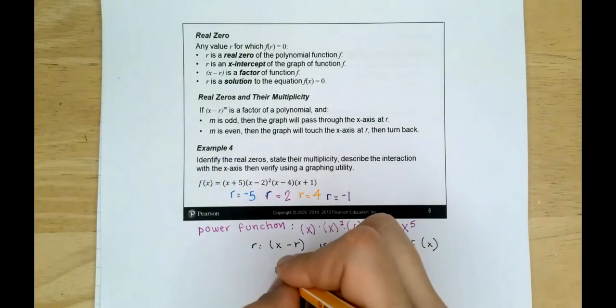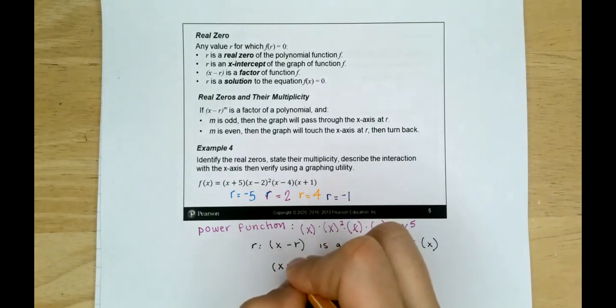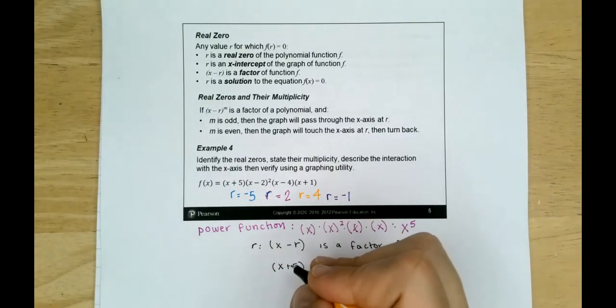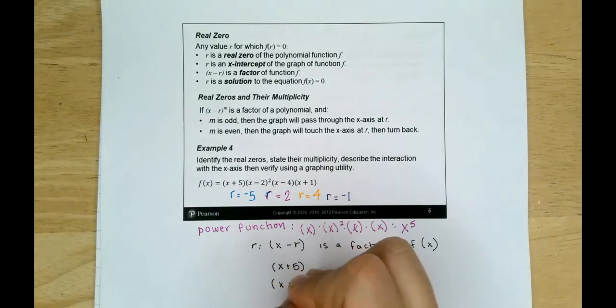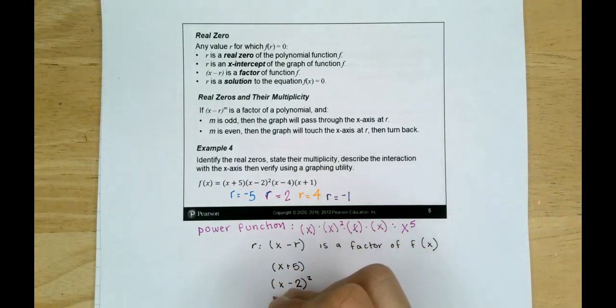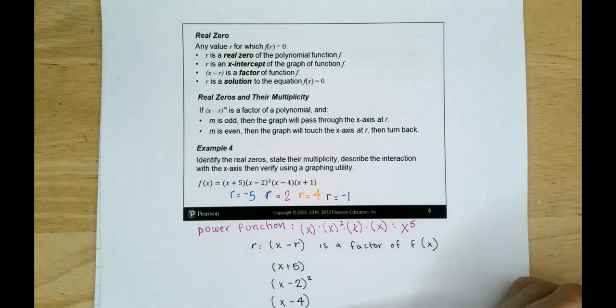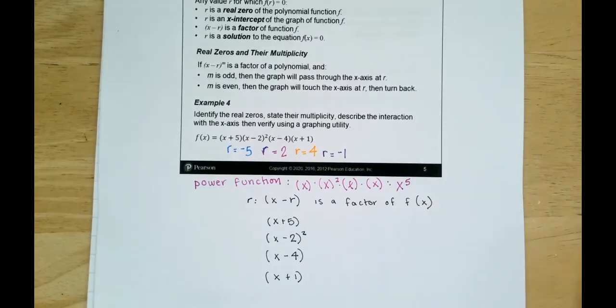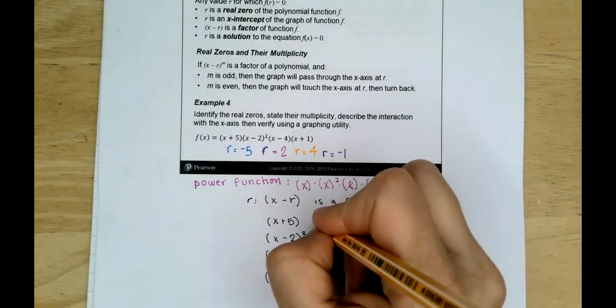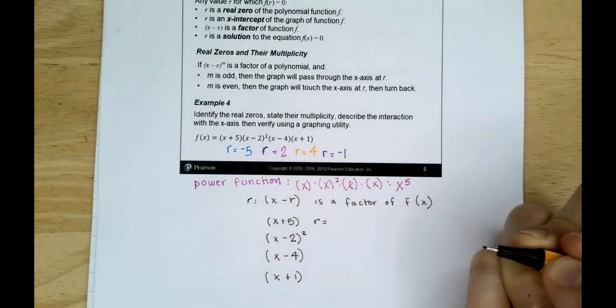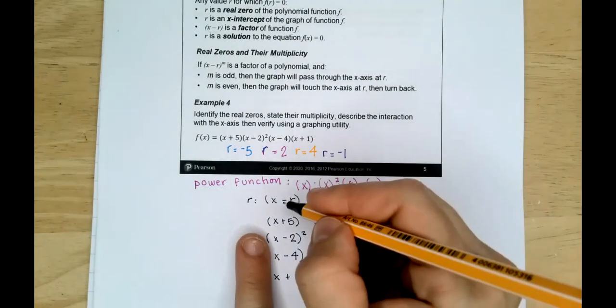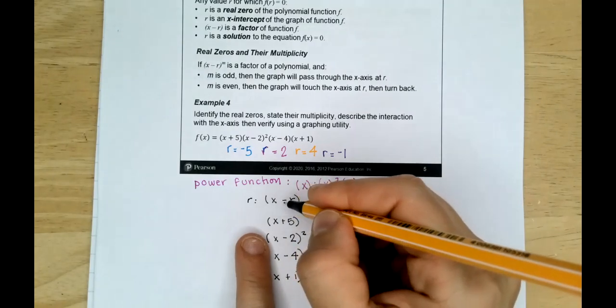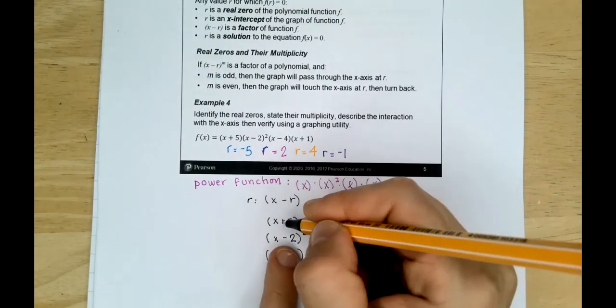So our factors of f of x, let's list them all, is x plus 5, x minus 2 squared, x minus 4, and x plus 1. This is raised to the understood first power, raised to the understood first power, raised to the understood first power, raised to the second power. Okay? So here, my real zero is x minus -5.